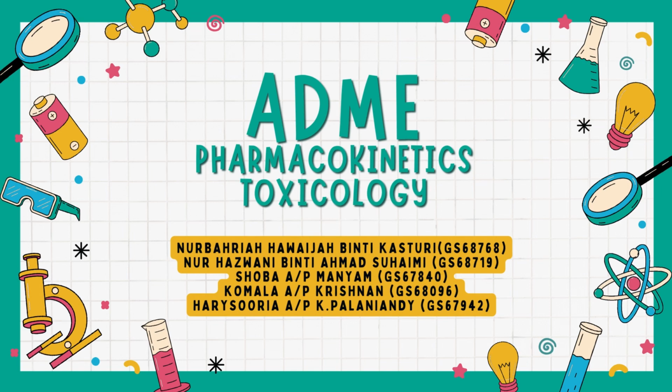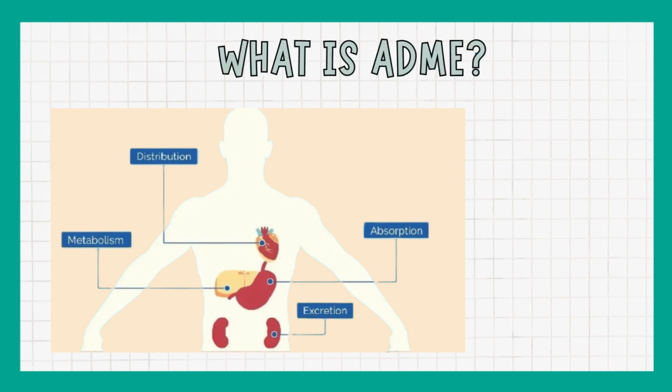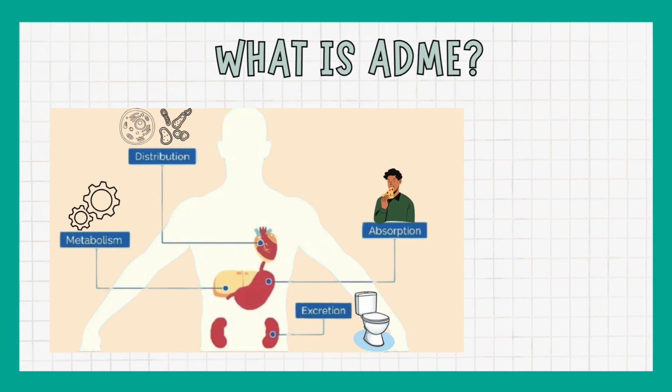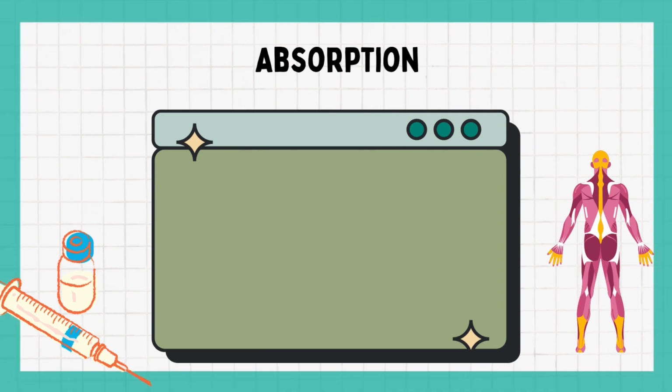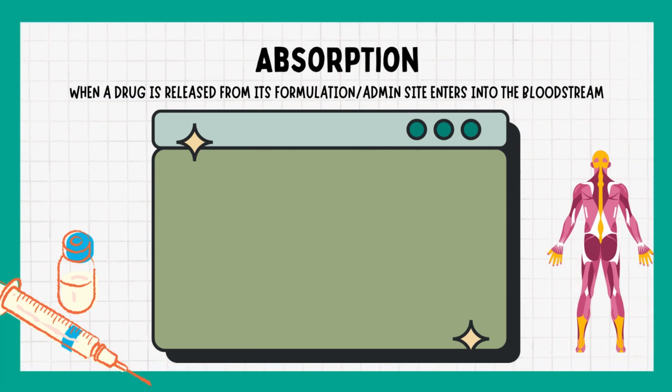Hi all, so we will be presenting on the 4 steps of pharmacokinetics, which consist of 4 steps of process, which is absorption, distribution, metabolism and excretion. So these are basically designed to investigate how a chemical, for example a drug compound, is being processed by a living organism. Absorption will happen when a drug administered from its formulation or administration site can enter into the bloodstream.